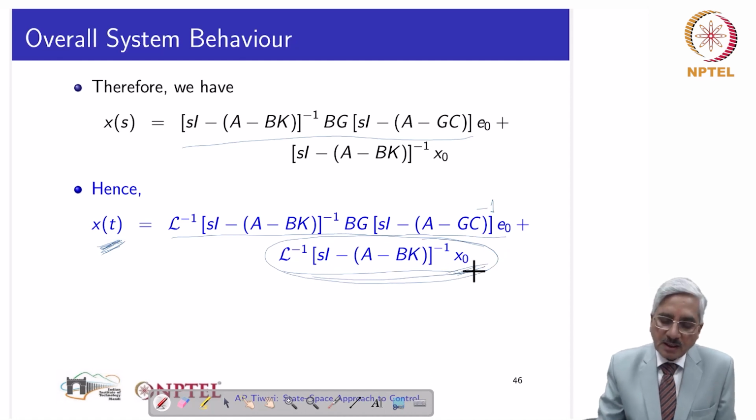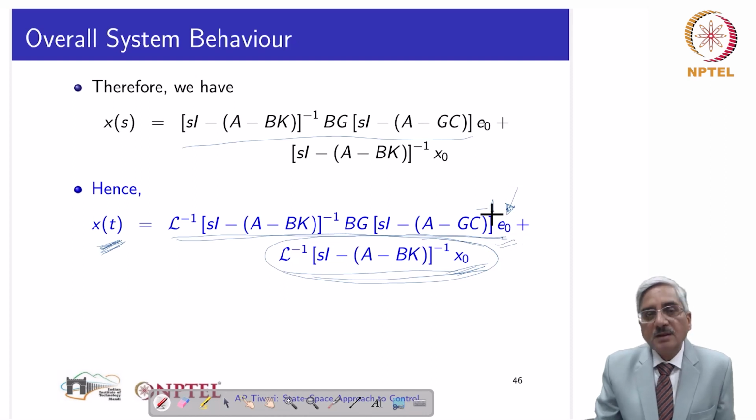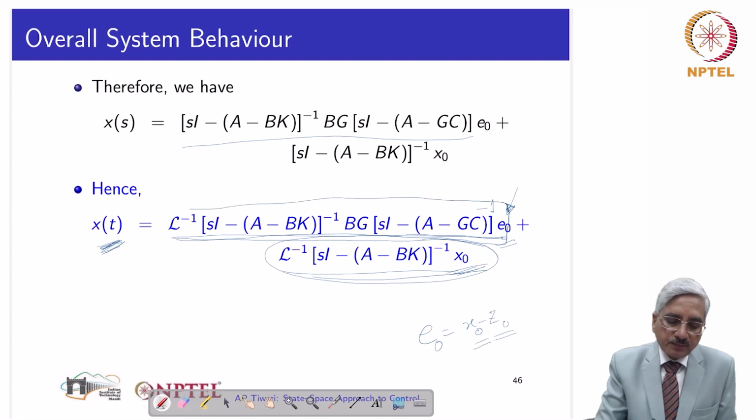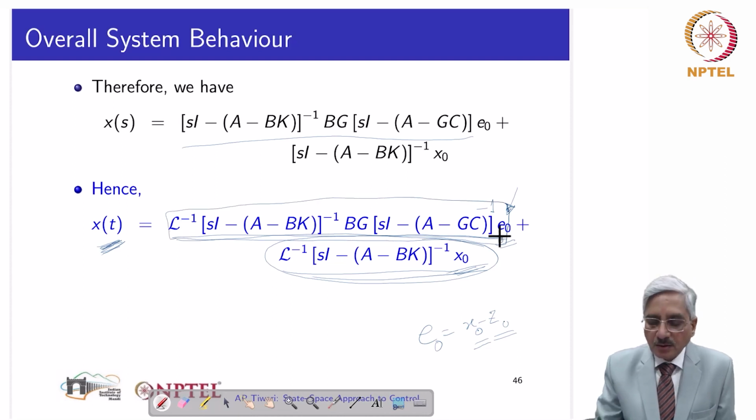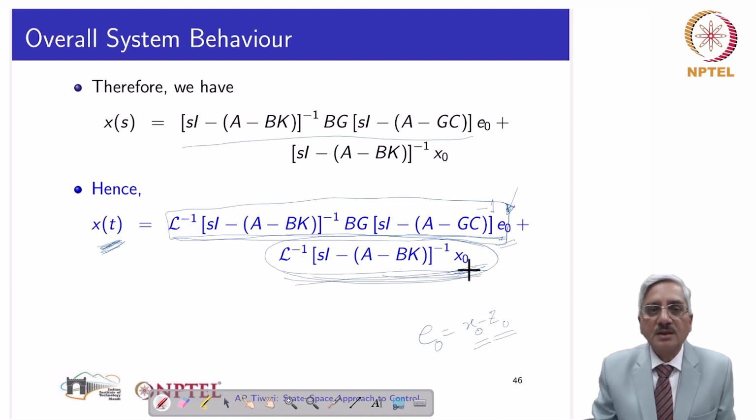However, what we notice is that in addition to that, it contains a term which is dependent on this e0, the deviation of the initial state of the observer from the actual system. That e is basically x minus z, if you recall. And so e0 is x0 minus z0. So if z0 was not equal to x0, we will have the time response which will deviate from the pure response because of the initial condition of state x. And that is the point.